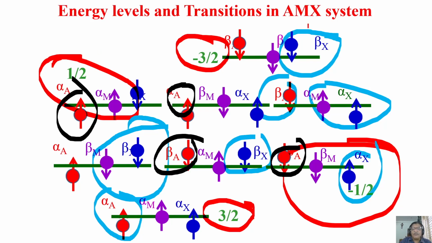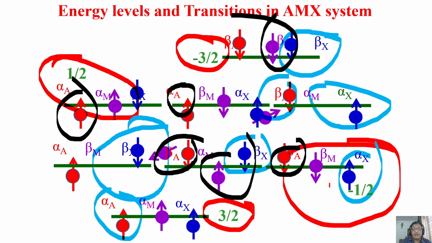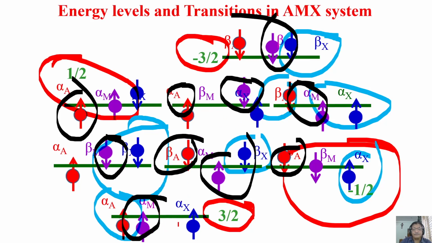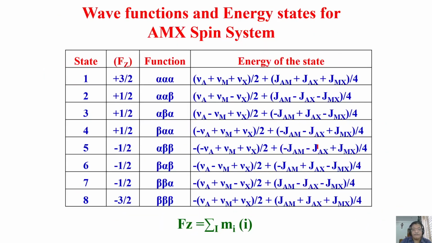Work out now. 4 for x, 4 for A. How many should be there for M? Exactly again 4. Look at this. Alpha of M is changing to beta of M. What about here? Alpha of M is changing to beta of M. This one, alpha of x is changing to beta of M. So like this, you can work out beta of M changing to this. So 4 transitions. And all these 4 transitions we can work out.